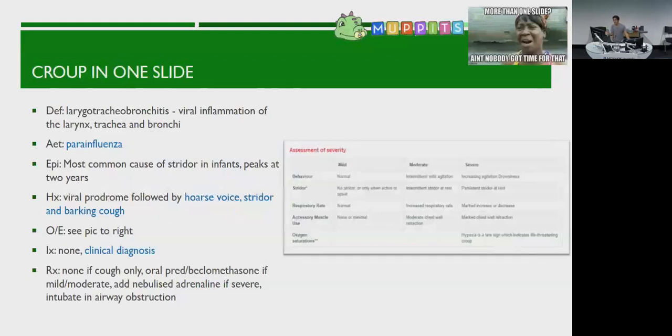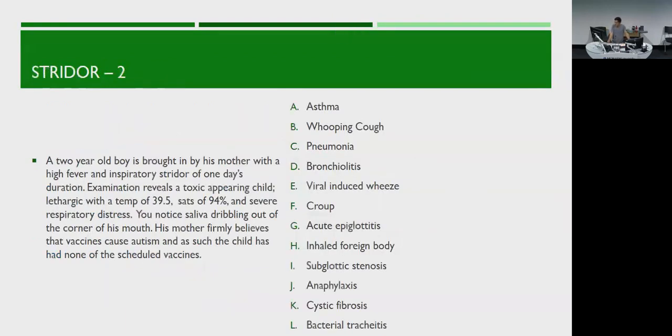Based on that severity, we can then titrate the management. If the barking cough is the only feature and they don't have stridor, we can just let them be, educate the parents, send them home. If they're mild to moderate, we can start them on steroids, which reduce the time it takes for that inflammation to settle. And then finally, if we're worried about severe croup, we can give them nebulized adrenaline to buy them time and intubate them if we do think they're obstructing their airway. Cool. Question number 2.